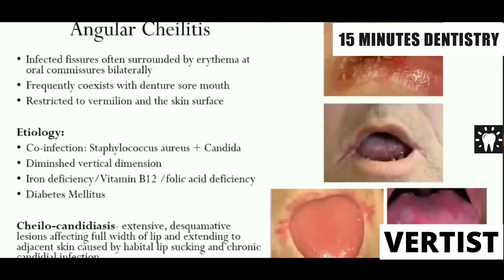Angular cheilitis can be due to various factors. One can be iron deficiency anemia, or it could be due to reduced vertical dimension, which results in folds that form here at the angle of the mouth, or the commissural area, where the candida colonizes comfortably. And it also coexists with denture sore mouth. So actually we have to find out the reason. If it is iron deficiency anemia, you have to treat for that. Dentures will have to be refabricated along with application of antifungal agent in the commissural region.